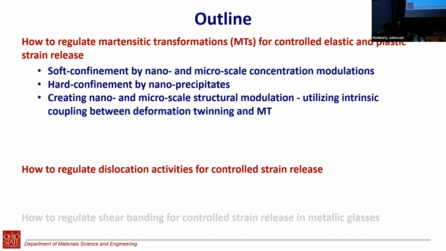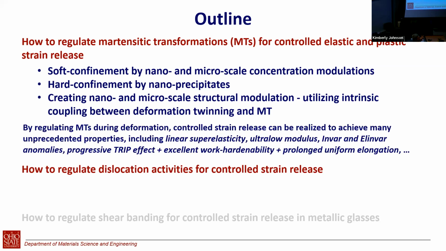And then there is the intrinsic coupling between the deformation twinning and the martensitic transformation. This is going to allow you to create a structure modulation. You have a high density of twins, and each twin boundary is going to host martensitic embryos. Then when you apply a load, the martensite is ready to go, but it cannot go too far because of the confinement of the other twin boundaries.